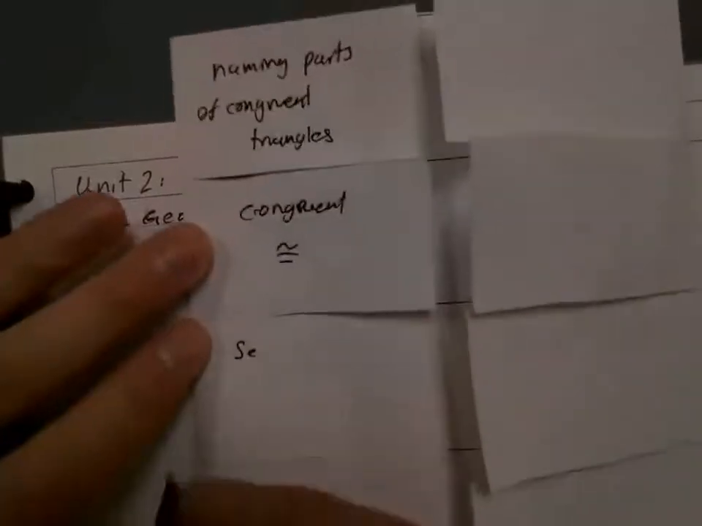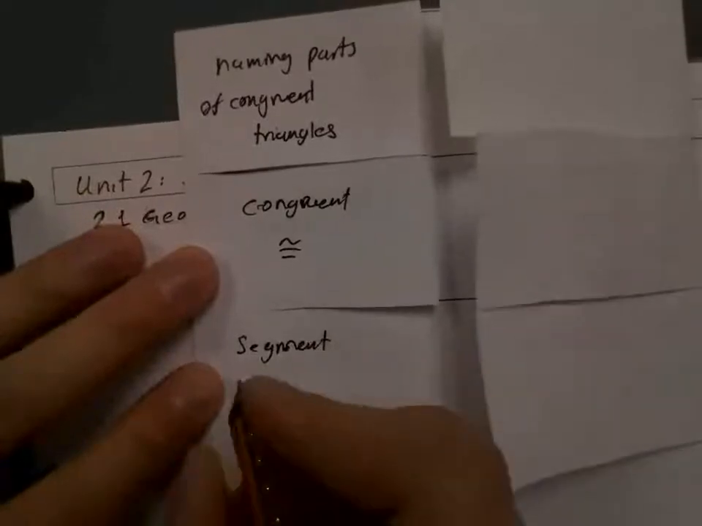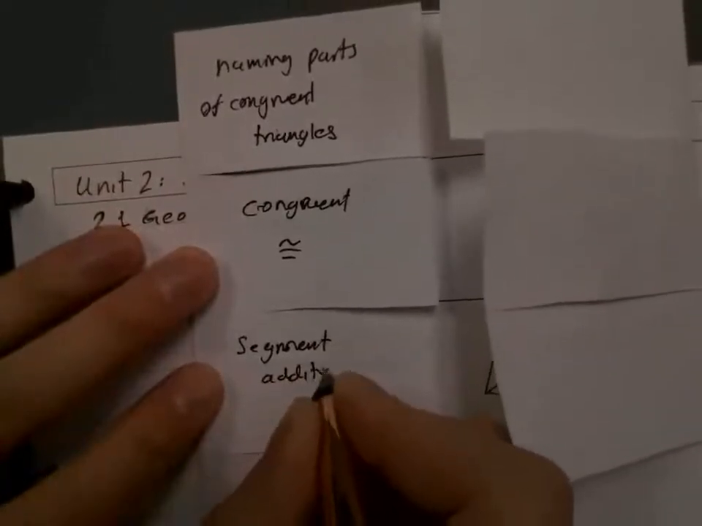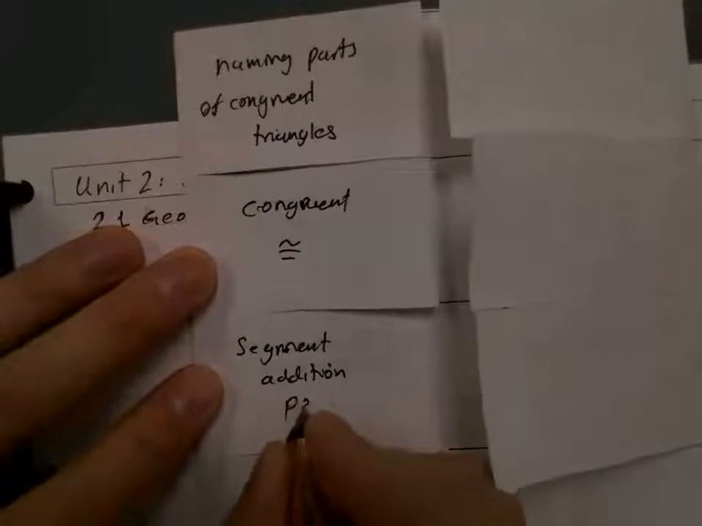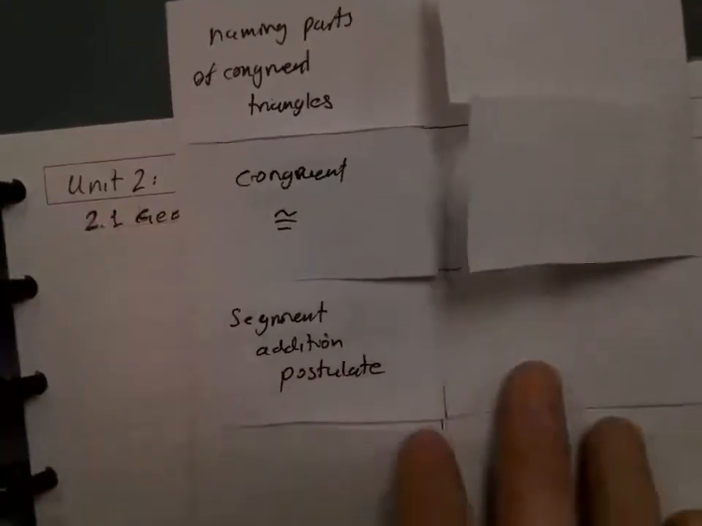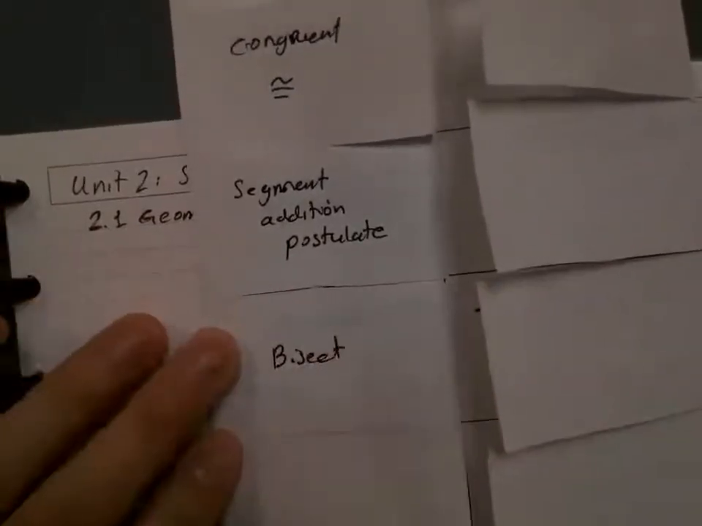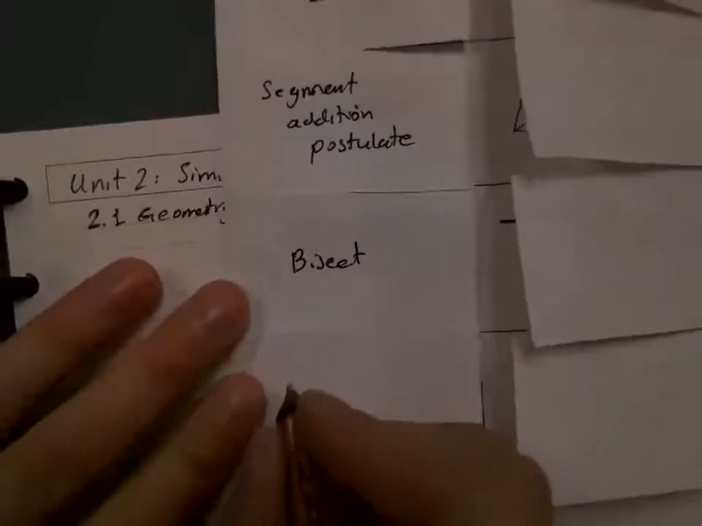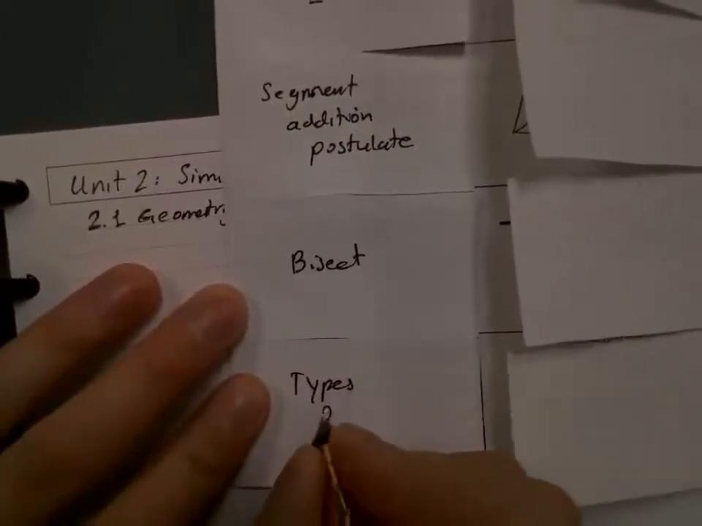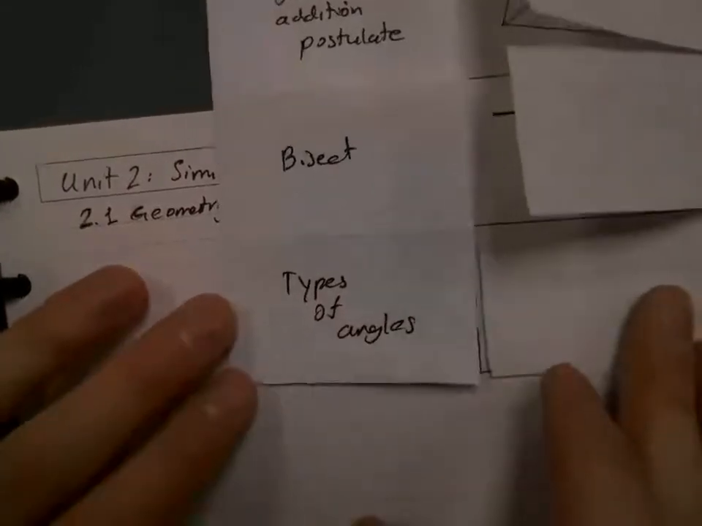Segment addition postulate. Okay. Bisect. And types of angles. Okay, so that's the first one for the first side, all right?